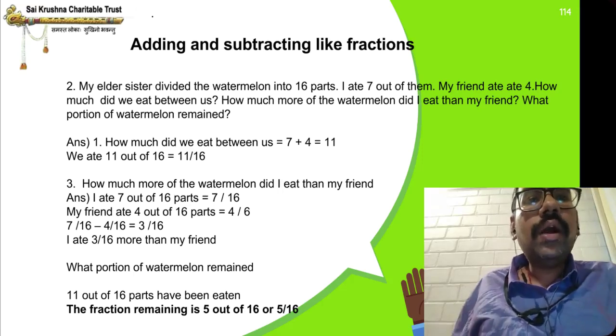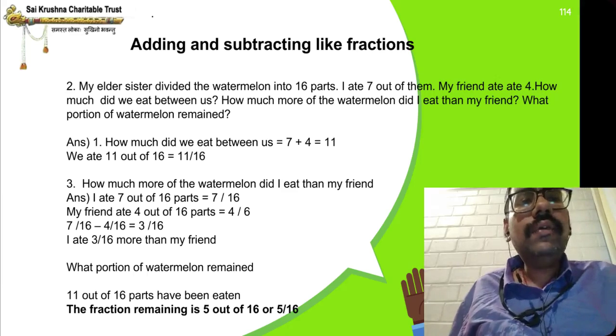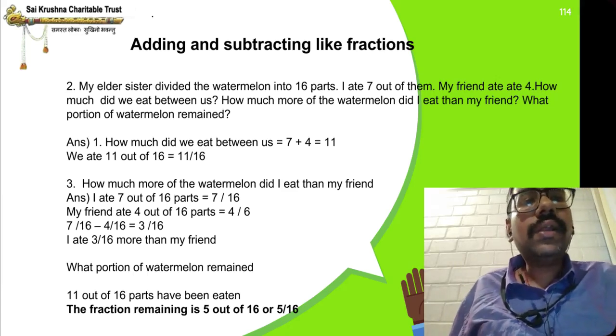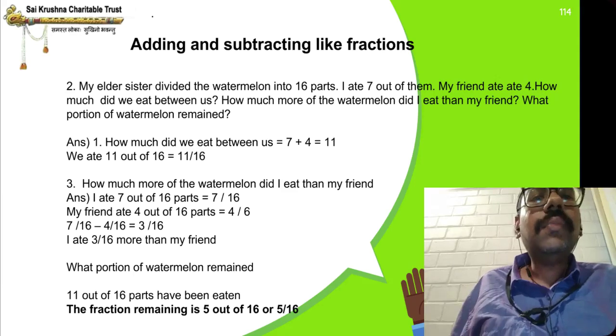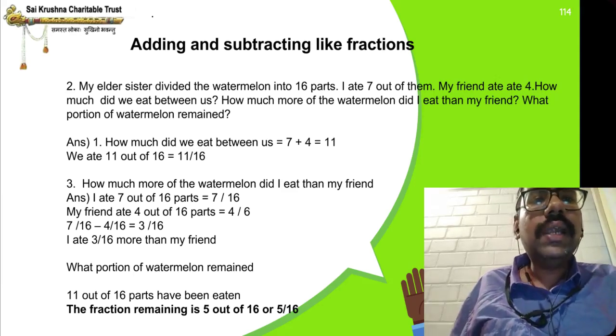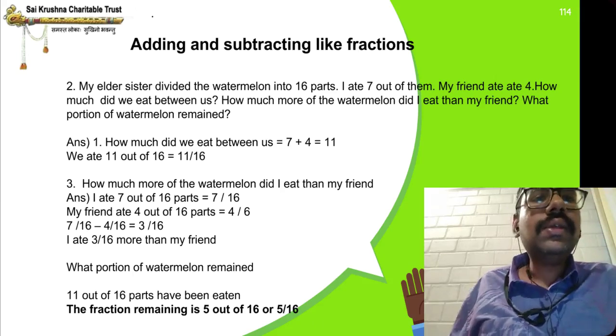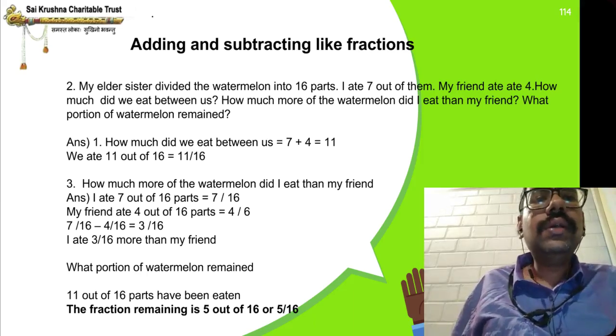Okay. How much more of the watermelon did I eat than my friend? How much have I eaten? 7 out of 16. In fraction, how do you represent this? 7 by 16, right? My friend ate 4 out of 16 parts. 4 by, not 6 children, it is 4 by 16, mistake. So, how much more did I eat? 7 by 16 minus 4 by 16 is equal to 3 by 16.